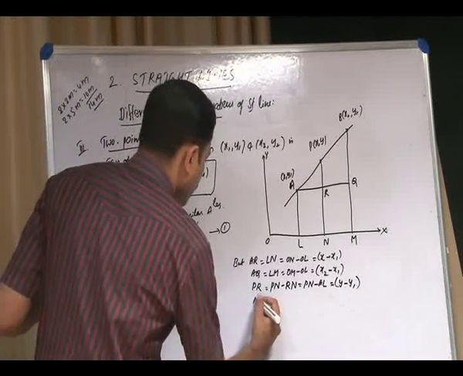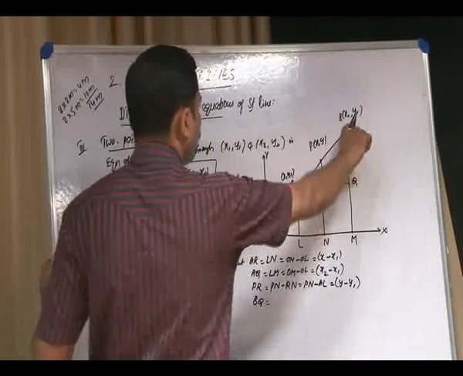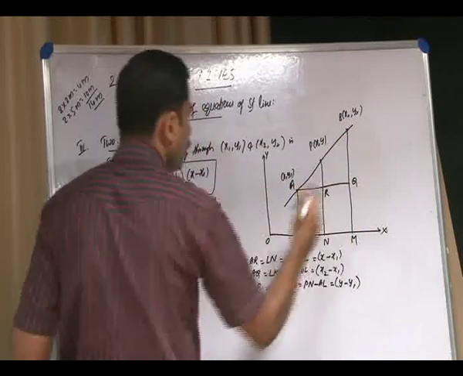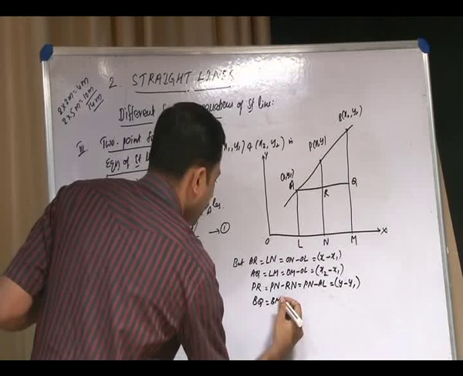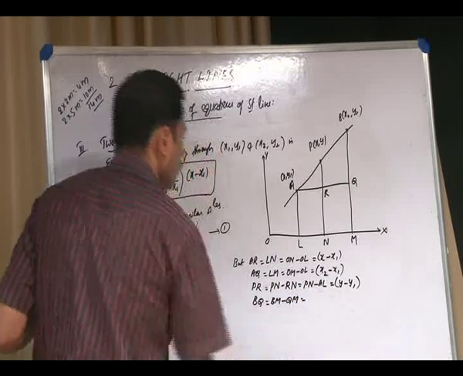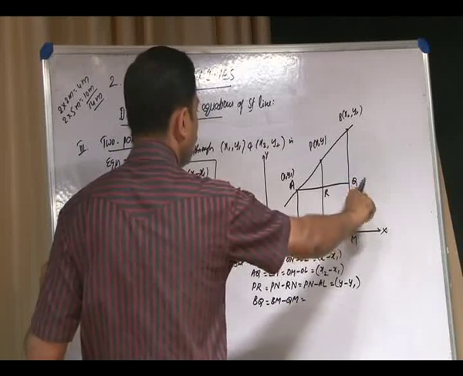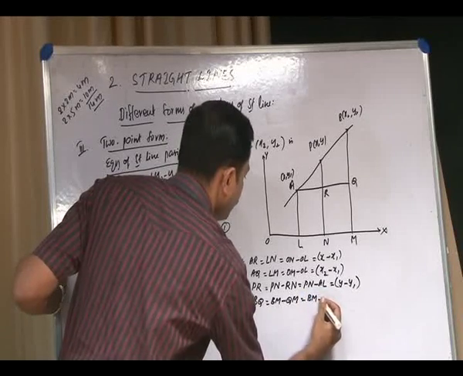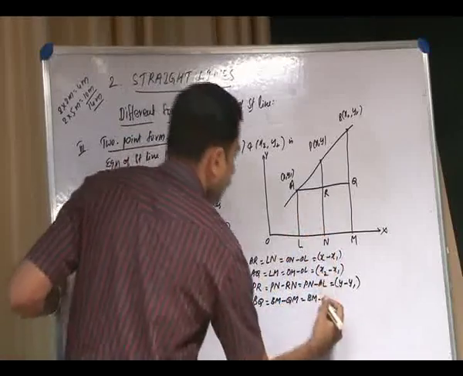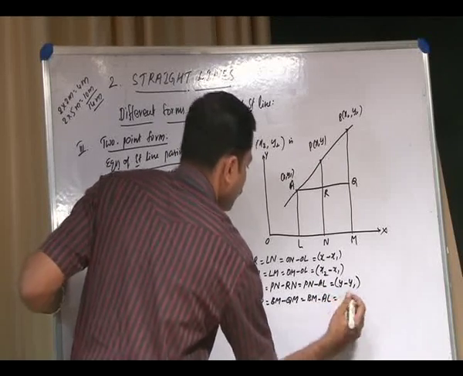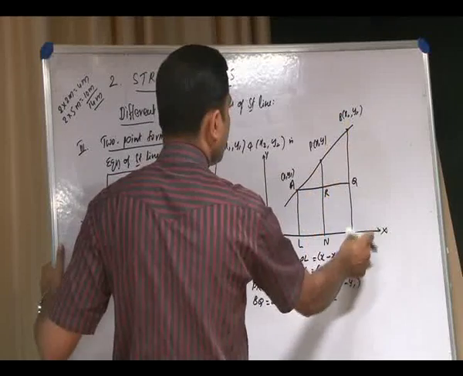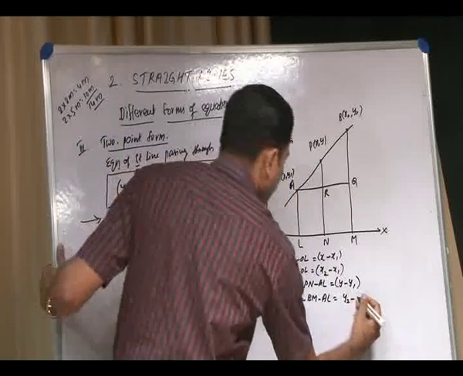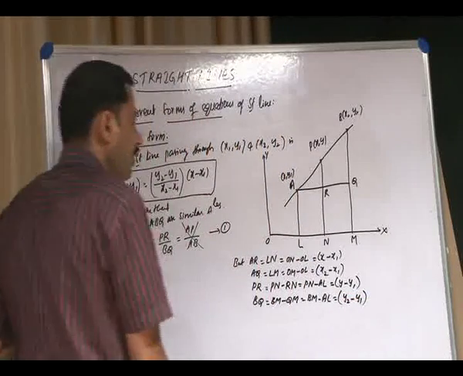Similarly BQ can be written as, BQ means this distance. So BQ is numerically equal to BM minus QM. Here QM is numerically equal to AL, as the perpendicular is drawn from here. So keep BM as it is, minus QM can be written as AL. So that is equal to, BM means that is the y coordinate of point B, y2, minus AL means the y coordinate of point A, that is y1. So it comes as y2 minus y1.